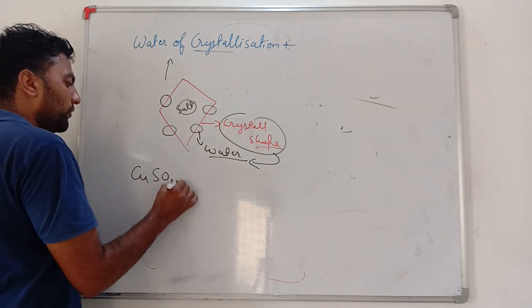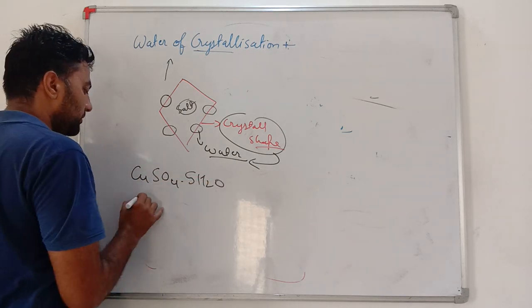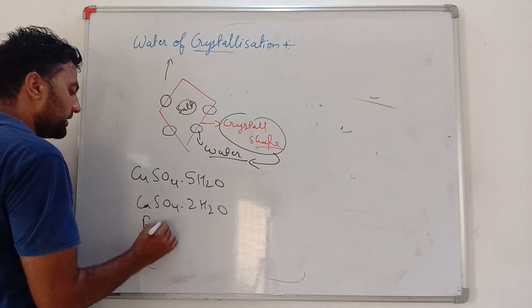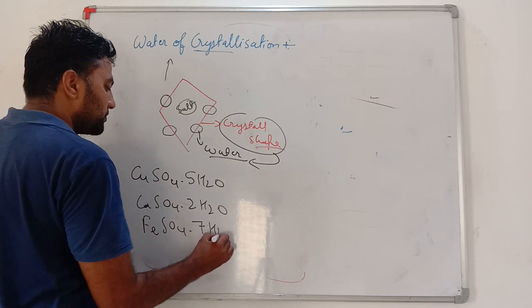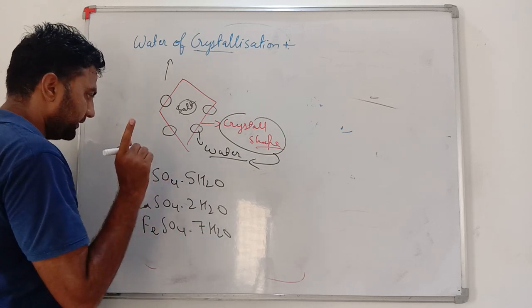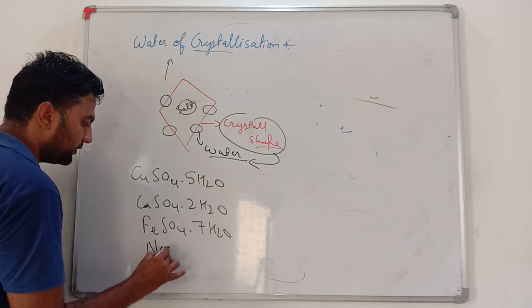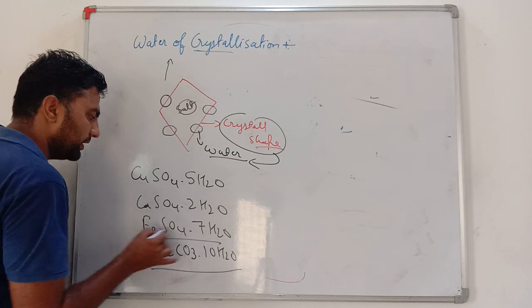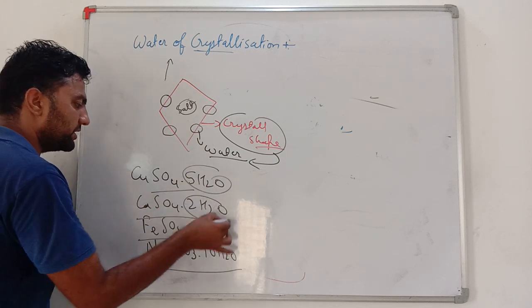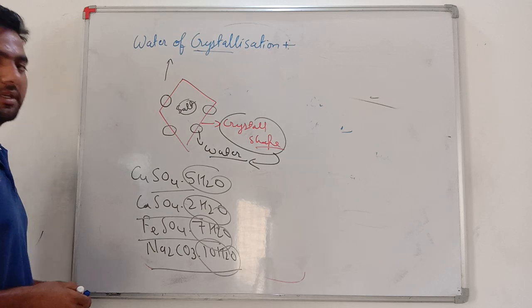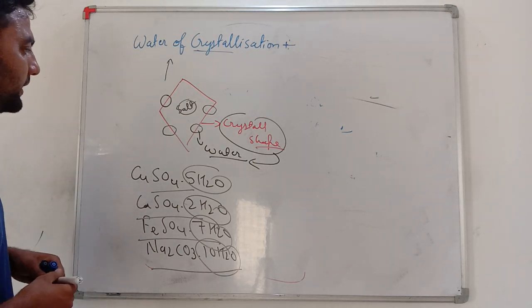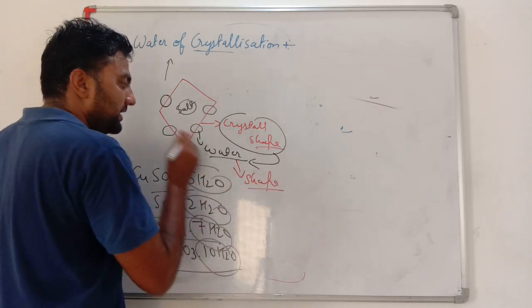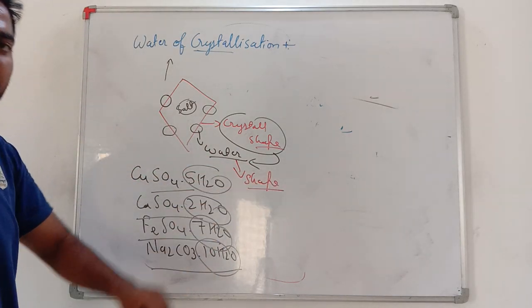Examples are CuSO4·5H2O, CaSO4·2H2O, FeSO4·7H2O, Na2CO3·10H2O. See my dear student, these all have water molecules. This water is part of their structure. Now the thing is that these water molecules are the reason for the crystal shape. They are the main reason we get the crystal shape.